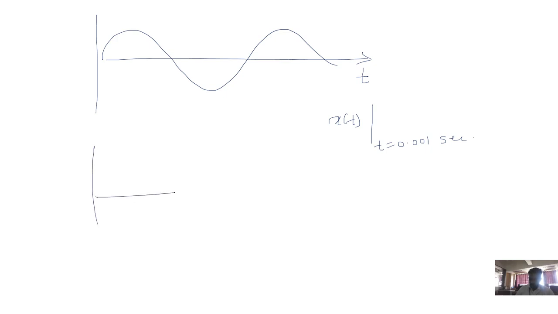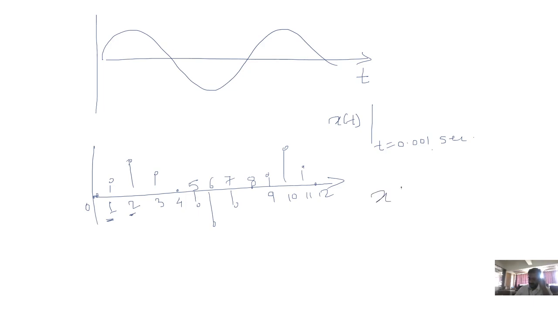But what about a discrete signal? A discrete signal is something like this. I cannot write t at 0.01. So in this representation, this is 0, the 0th sample, this is the first sample, this is second, third, fourth, fifth, sixth, seventh, eighth, this is 9, 10, 11, 12, and so on. So we give numbers to particular samples, and therefore we represent that as x of n.